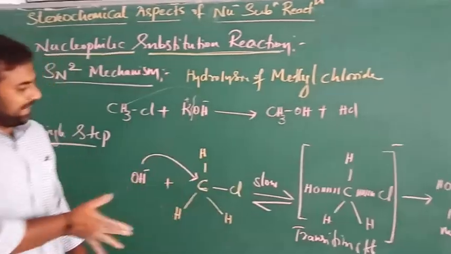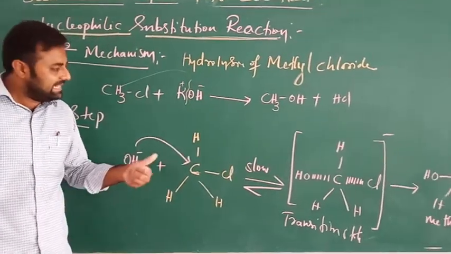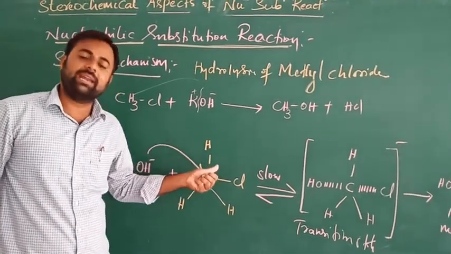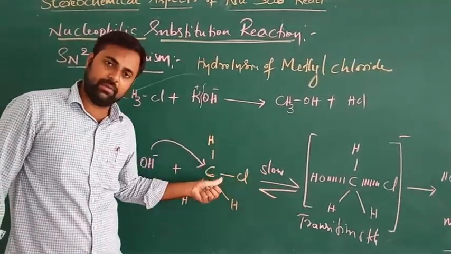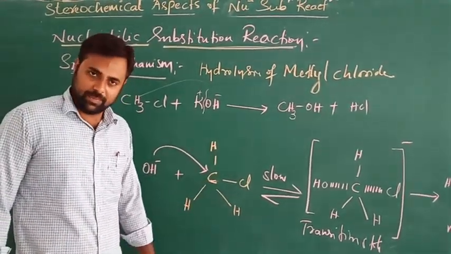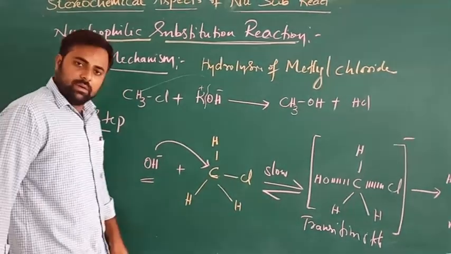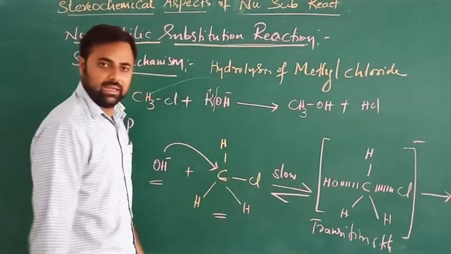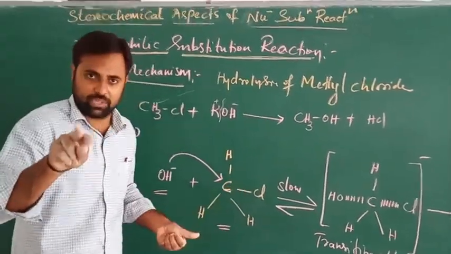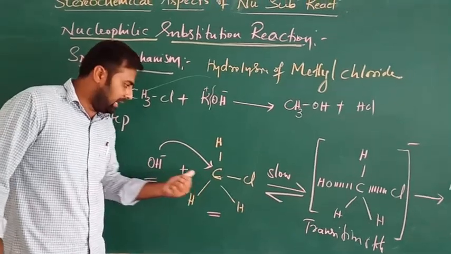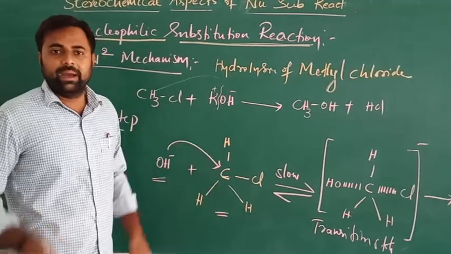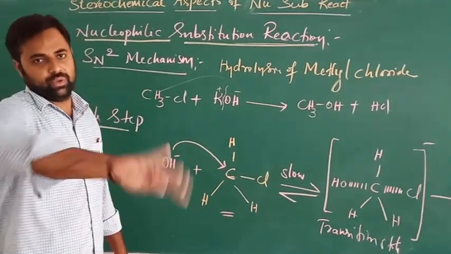Right. This is the mechanism. In this mechanism, it's a single step reaction, and this step is the rate determining step. The slow step is always the rate determining step, and that rate determining step involves both the nucleophile and the alkyl halide. That's why the rate of this reaction depends on two molecules, one is the nucleophile and another is the alkyl halide. So that's why it is called a bimolecular nucleophilic substitution reaction.